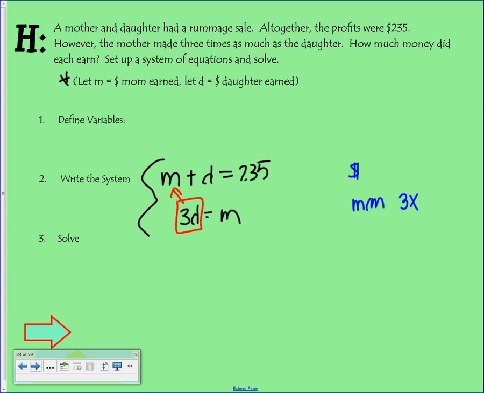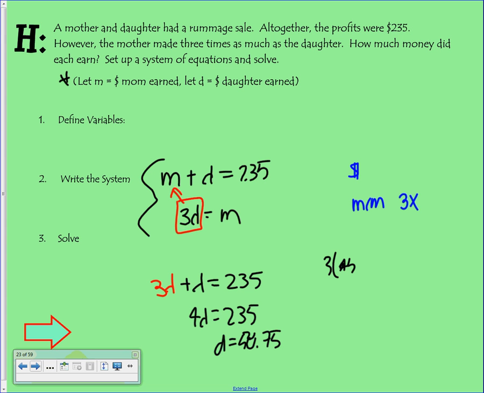So then I'm going to plug that in for M up there. So I've got 3D, and then plus D equals 235. So that's 4D equals 235. So D will equal 58.75. If I plug that back in, I've got 3 times 58.75 will equal what the mom made. So the mom made 176.25. So an ordered pair would be the daughter, 58.75, comma, mother, 176.25.